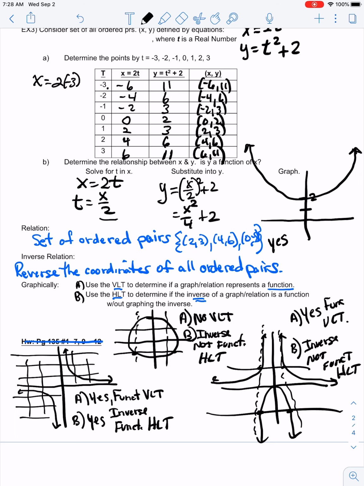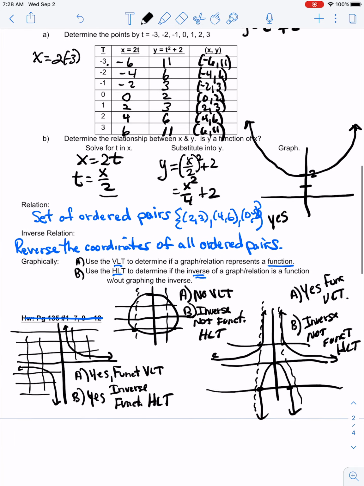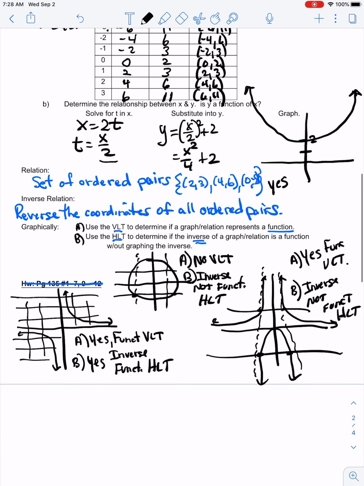Okay, I think this concludes our video for today, section 1.5 with parameters and a little bit of VLT, HLT work to determine if a graph is a function and whether or not an inverse is a function.